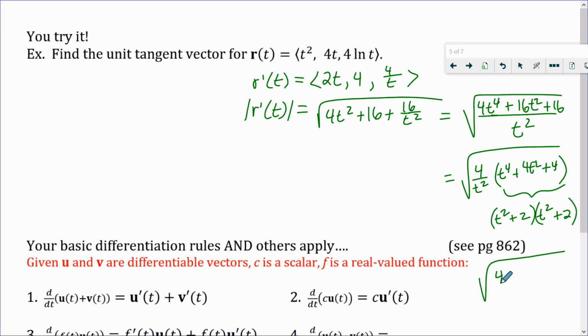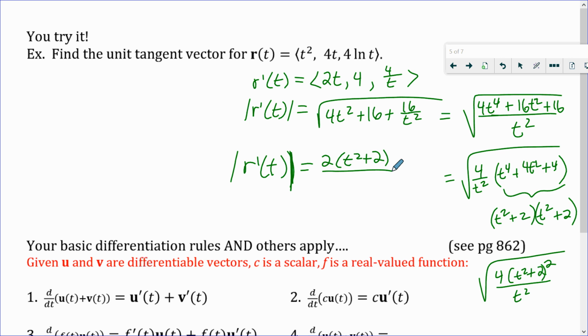So inside that radical we got 4, we got t squared plus 2 twice, t squared plus 2 squared, and a t squared on the bottom. So if I were to write my equation for my magnitude, I could clean it up to what? Because I can take the square root of all those things. 2 times t squared plus 2 comes out, and on the bottom a t. All right? So it cleans up.